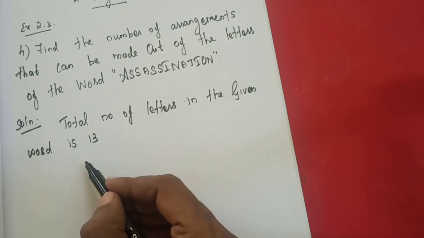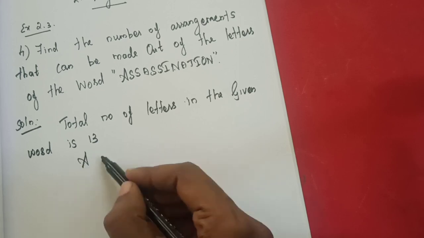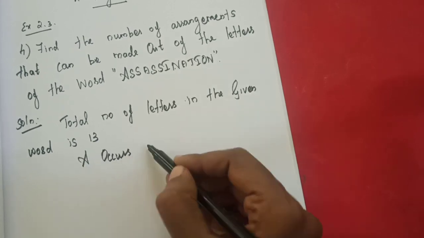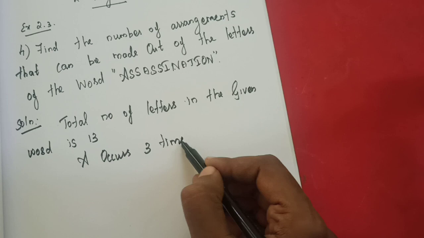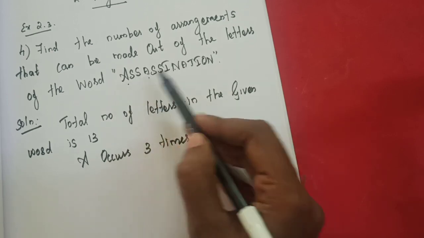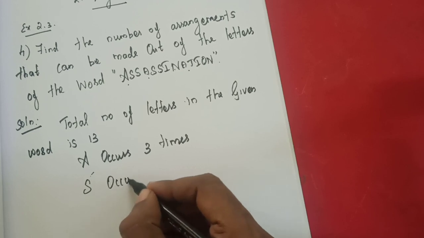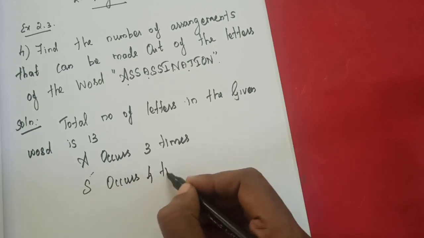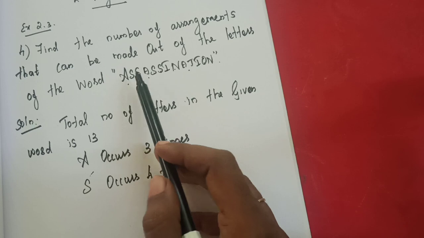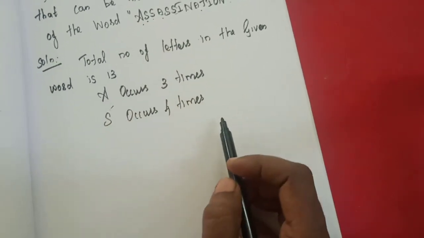Now you need to find how many times each letter occurs. We'll start from A. A occurs 3 times. Count it. Then the next letter, S. S occurs 4 times. Am I right? 2 here, 2 here. So S occurs 4 times.